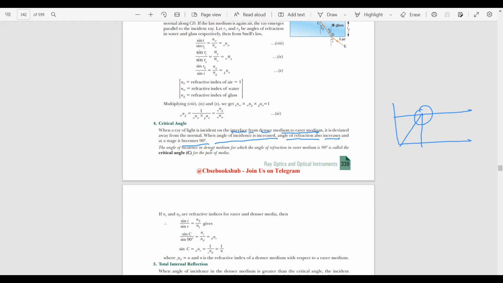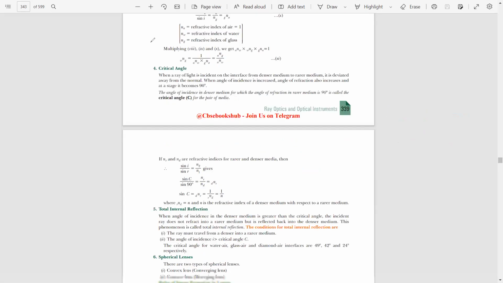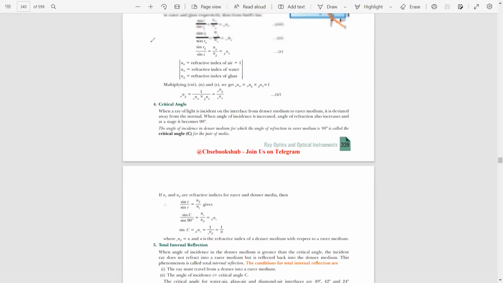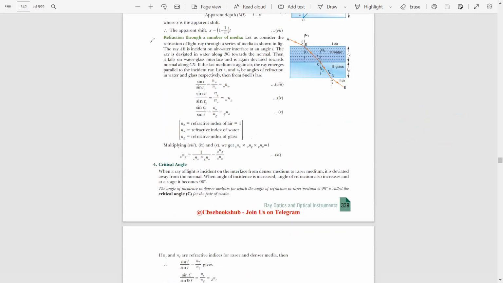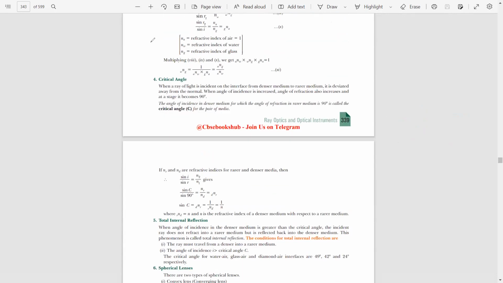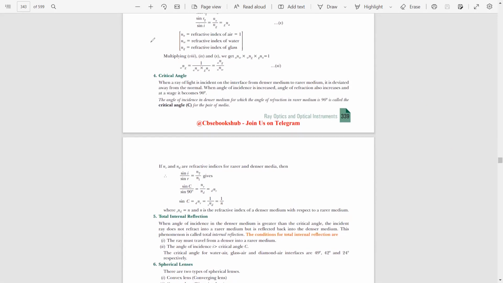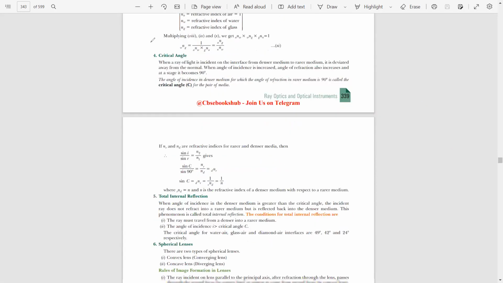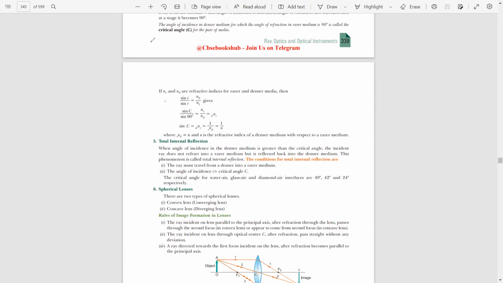So the angle of incidence in a denser medium for which the angle of refraction in the rarer medium is 90 degrees is called the critical angle, because after that there will be total internal reflection. It will start reflecting inside. It will not exit. Here rays are exiting from one medium to another medium. It will keep on reflecting inside. That's what it is used for. Some places it is good, some places it is not good. It depends where we require it and what the requirement is.